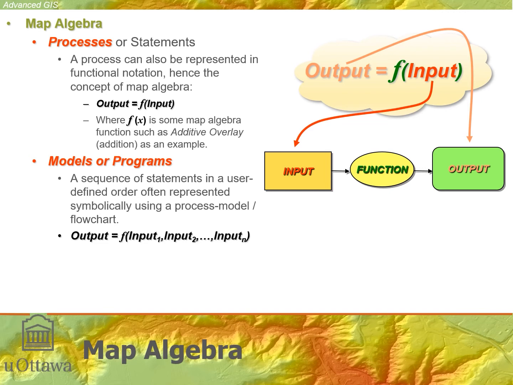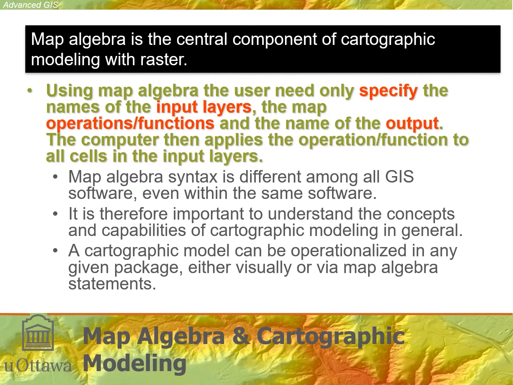When we have multiple map algebra statements together, then we have programs, which can then be run in Python, for example. Map algebra is really the central component of cartographic modeling with raster, in that the majority of geoprocessing is done using map algebra rather than cartographic modeling. The simple reason being that map algebra is much more efficient and quick to work with compared to cartographic models, because cartographic models get very large very fast and can become visually difficult to see what's going on.